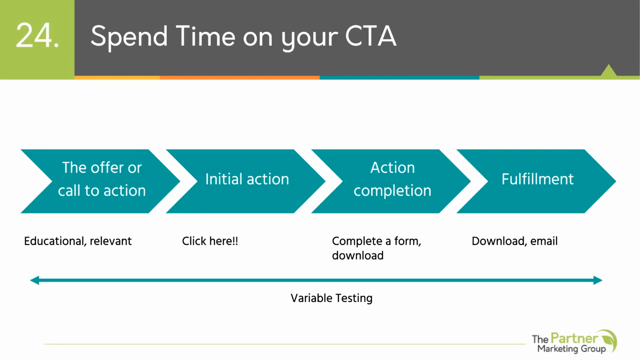So break your call to action apart. What is the offer? Spend time writing that in a way that's compelling. What do you want them to do? Is it subscribe, download, click here? Even think about those words. And then the action completion and the fulfillment. Are they going to fill out a form? Are they going to just download it? Are you going to send them an email with the asset that they're looking for? All of those things are important considerations in crafting a CTA that's really going to get people to click.